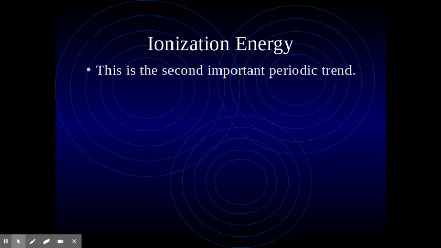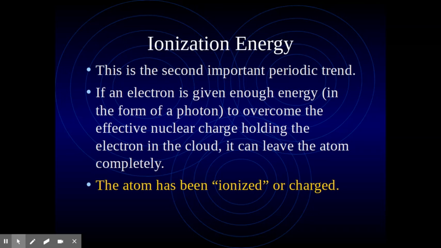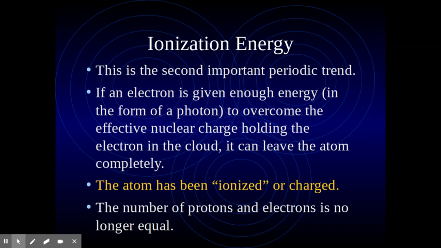So, ionization energy: if an electron is given enough energy, so you hit it with a photon, it can overcome that effective nuclear charge that's holding it in, and it can leave the atom completely. Okay, so ionization energy is the energy required to ionize that atom and remove an electron.